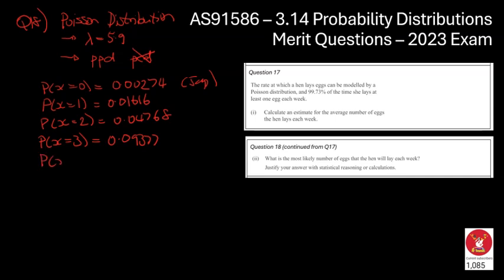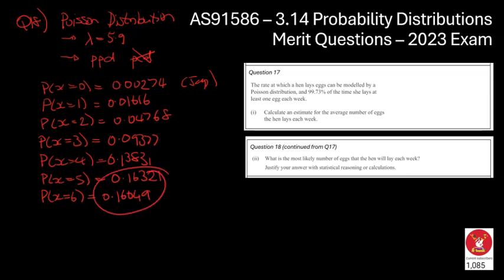And then we got the probability that x is equal to 4. That was 0.13831. So I'm still increasing. So probability that x is equal to 5. That there was 0.16321. Then the probability of exactly 6 eggs, 0.16049. And we can see here the probability has decreased for the first time. Ever so slightly, it's decreased.